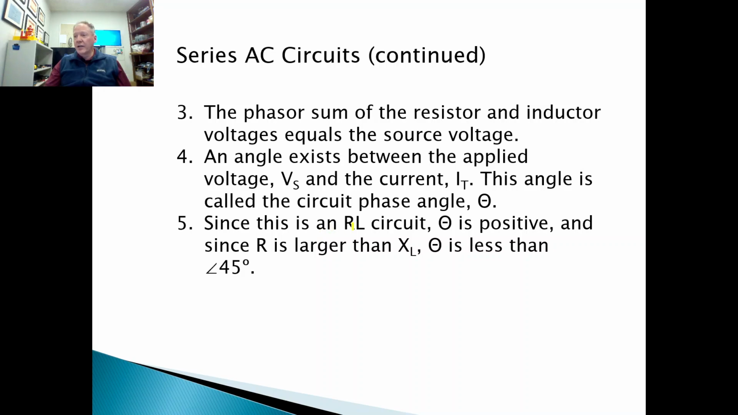Now with an RL circuit, theta is always positive, and if R is larger than X of L, theta is less than 45 degrees. Or if X of L is greater than R, it's going to be greater than 45 degrees.